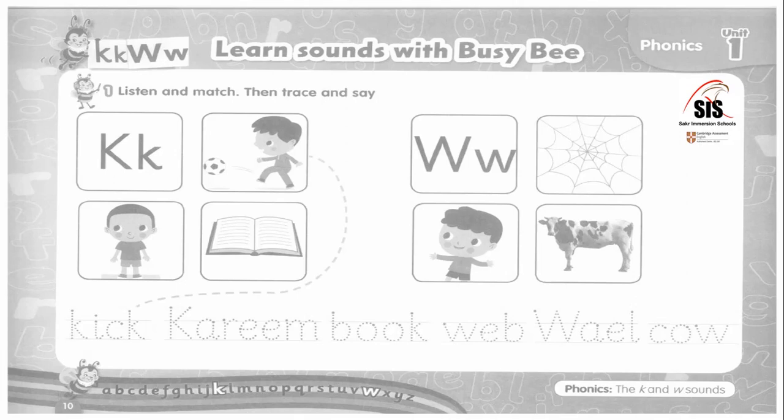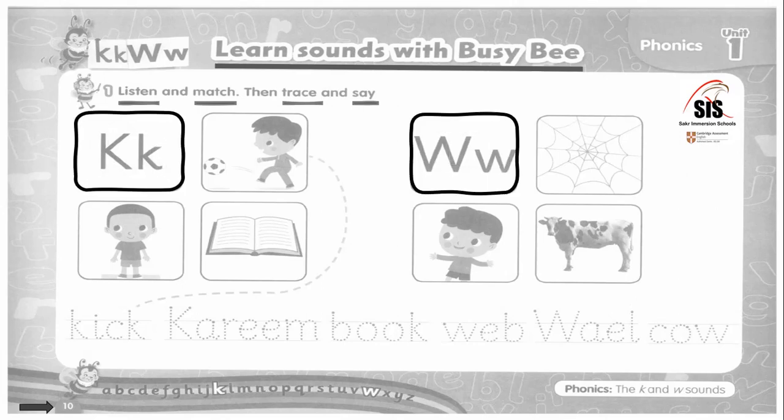Activity book, page 10. Learn sounds with busy bee. Exercise 1. Listen and match. Then trace and say. We have here two letters, letter K and letter W. And we have some words down below. We're going to read them together, then match and trace.